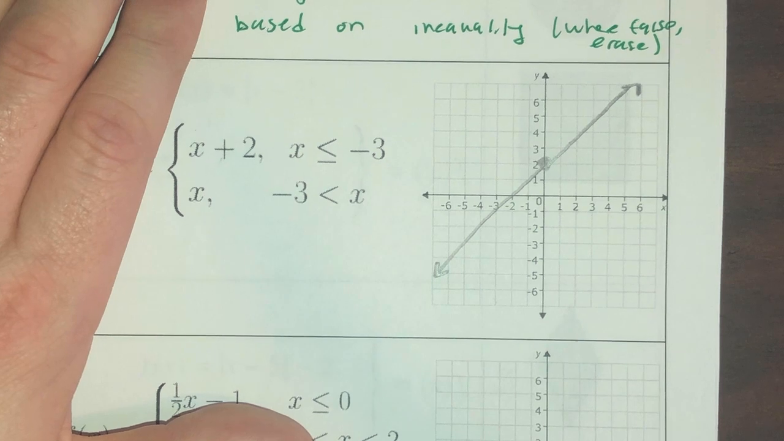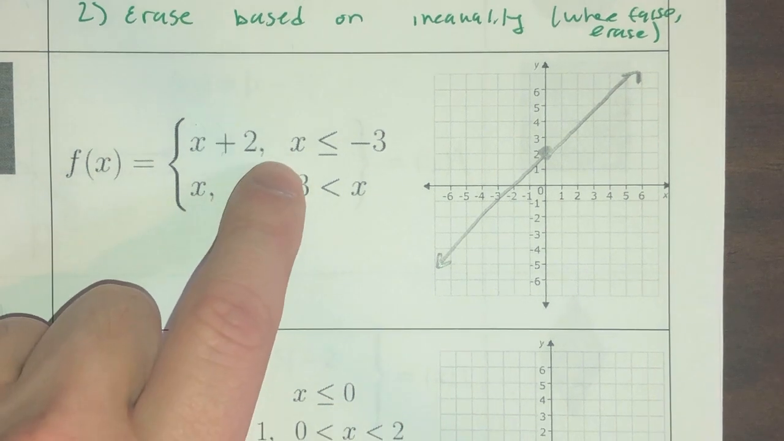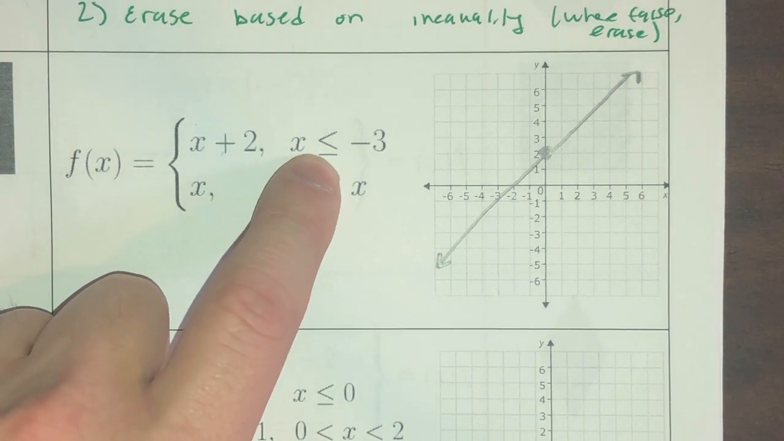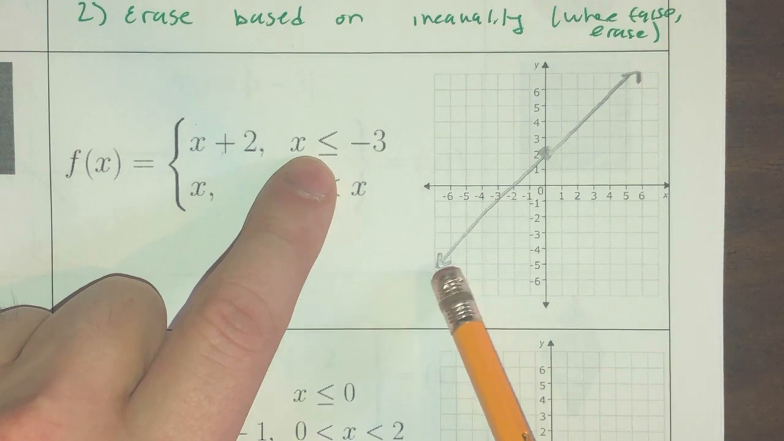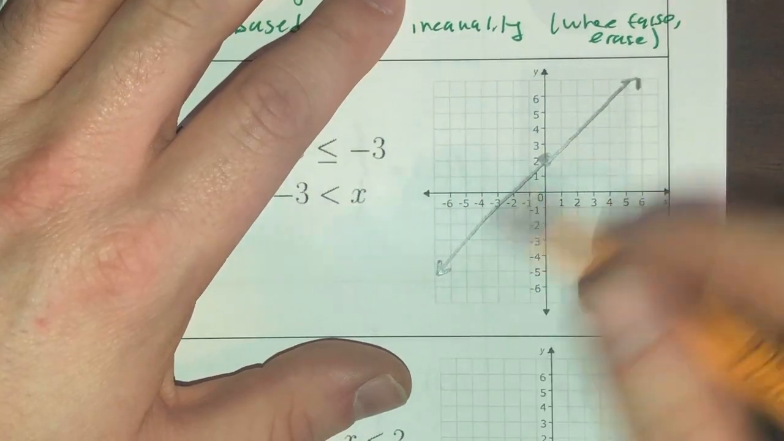Graph the whole thing. Now, wherever it's false, I'm going to erase. So I'm going to erase wherever x is not less than negative 3. So here x is less than negative 3. Where is x not? Here it is. So I erase.